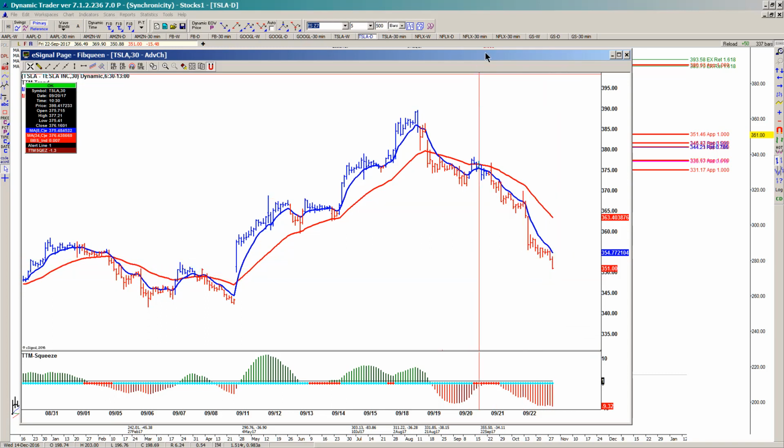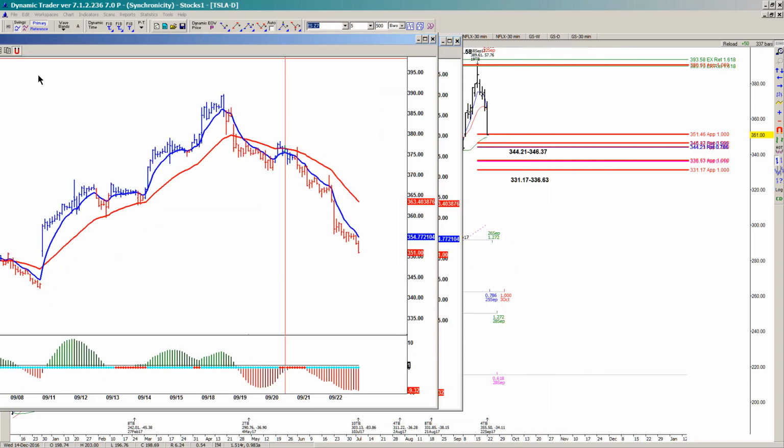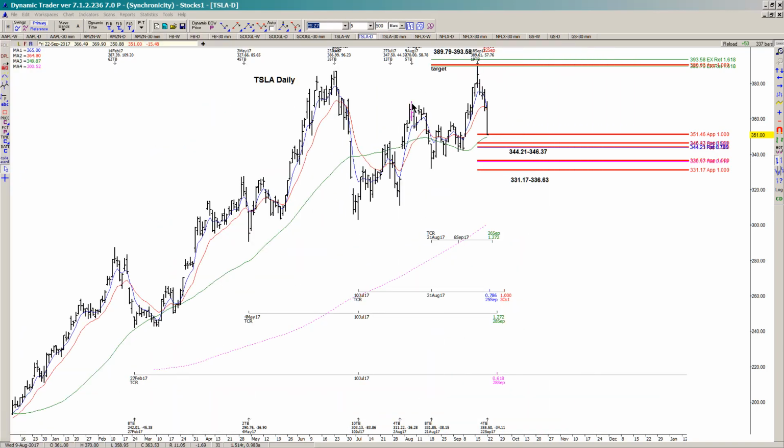But I still will be stalking this one for a possible low because of the similarity with some of these prior declines in Tesla. So again, I'm stalking this one for a buy trigger against one of these zones. If I don't get it, I'm not going to play it.